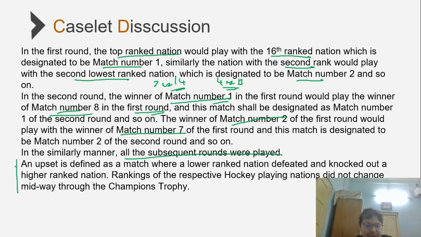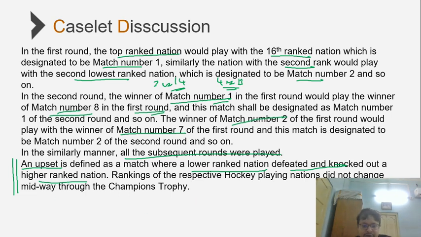In this case, usually it's expected that a higher ranked nation will win, but in case there's an upset, it is possible that a lower ranked nation defeats and knocks out a higher ranked nation. So what you do is look at the clues in the question to identify whether it's the higher ranked team or the lower ranked team winning. If it's an upset, the lower ranked team will win. If it's not an upset, the higher ranked team would be winning.